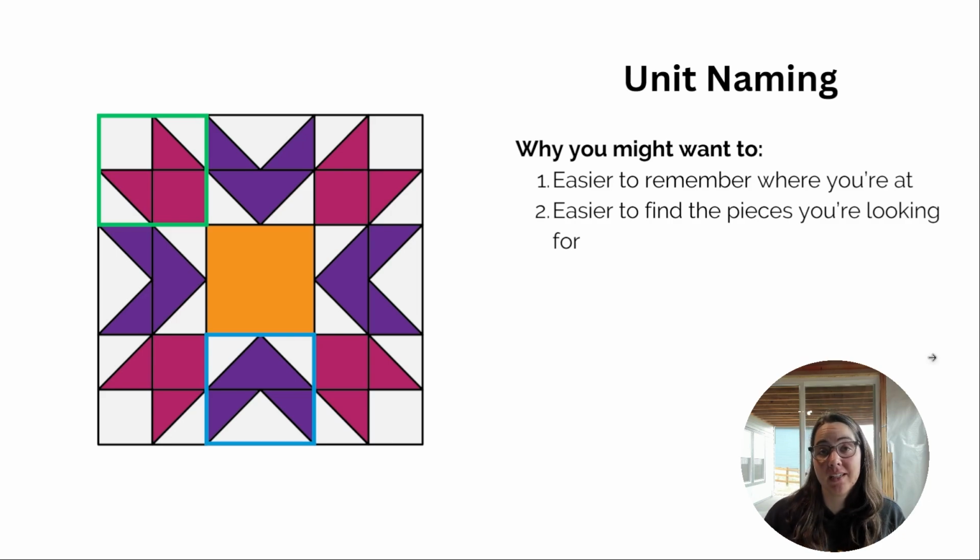Today we're going to be talking about naming units in quilt patterns. What do I mean by that? We're talking about calling it a corner unit or a side unit or a star unit, giving it a name so that when you have to refer to that unit in subsequent steps, you refer to the name instead of saying the unit from step 3 or something along those lines, right?